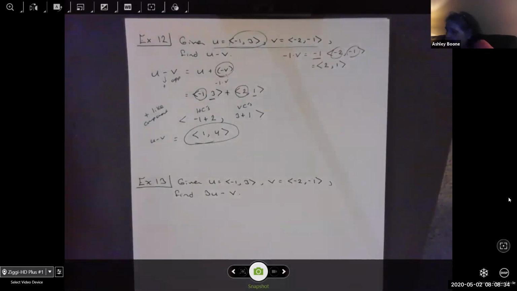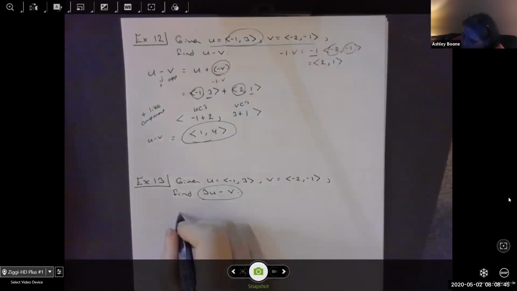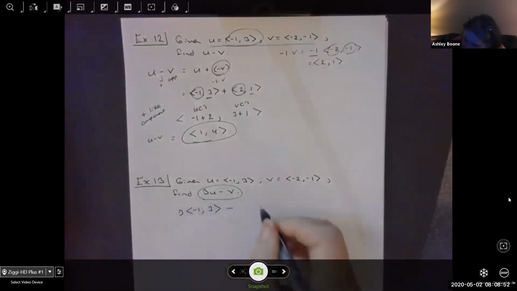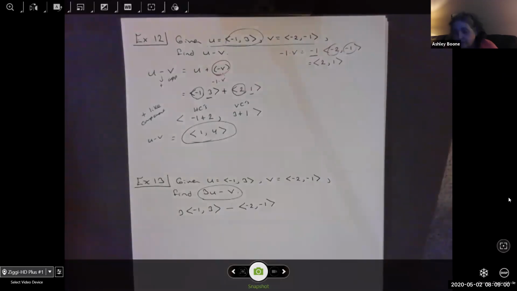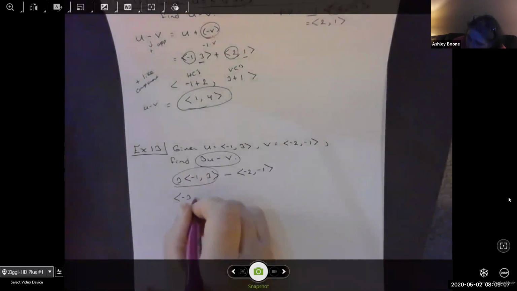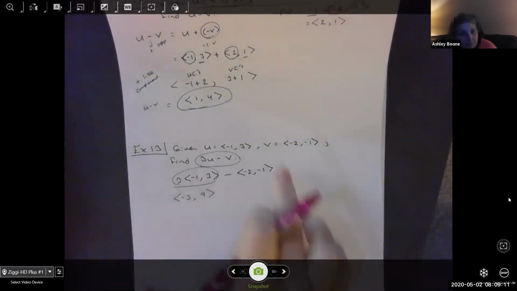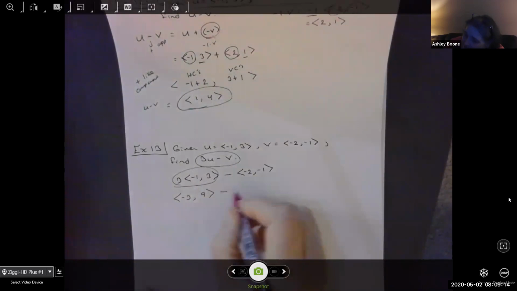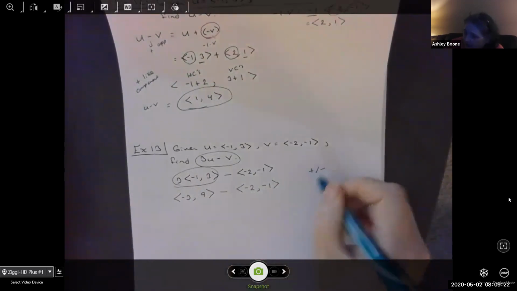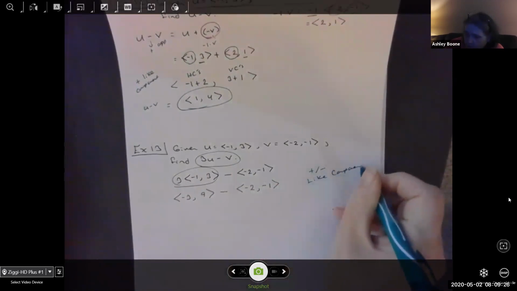Look at example 13, same type thing. We have our u, we have our v, and we want to evaluate 3u minus v. So what's happening here? We have 3 times the component form of -1, 3, and we're subtracting the component form -2, -1. Always do multiplication before addition or subtraction. So 3 times -1, 3 would be -3, +9. We multiply. Now you can go plus the opposite like we did in the last one, but the key is that when you're adding and subtracting, always do the like components.